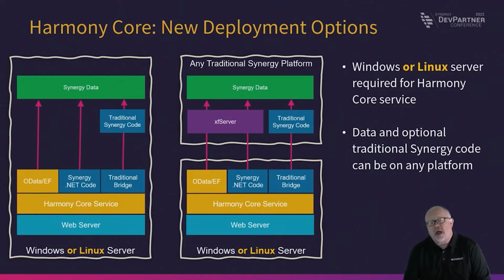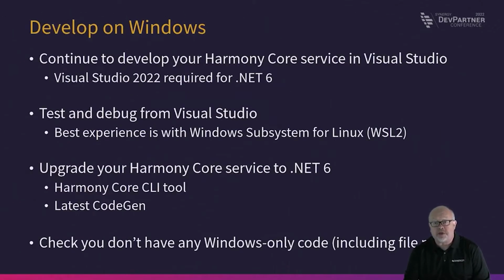So, how can you go about doing this? Well, the support for Synergy.net on Linux is runtime support. The .NET compiler and other development tools have not been ported to Linux and may never be. This means that development of your Harmony Core service still happens where it makes most sense, in Visual Studio on Windows. I should note that with the migration to .NET 6, Visual Studio 2022 is required, as that is the only version where Microsoft support doing .NET 6 development.